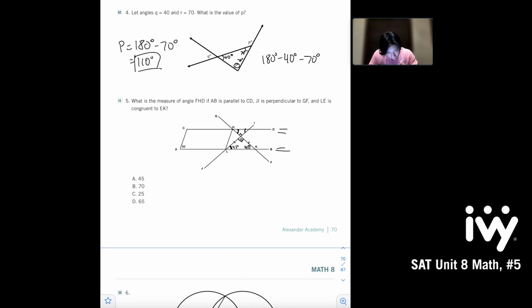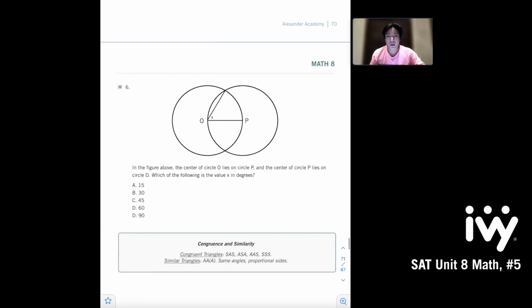this angle right here. So this is also 45 degrees by alternate interior angles. And because this, again, is 90 degrees, and this is 45 degrees, we just have 180 degrees minus 90 degrees minus 45 degrees, which will give us our desired FHD, which of course we now know to be 45 degrees as well.